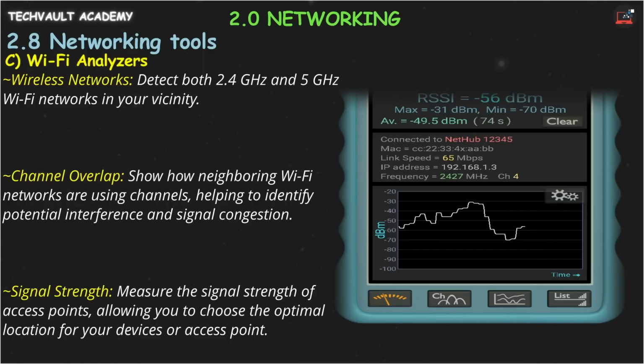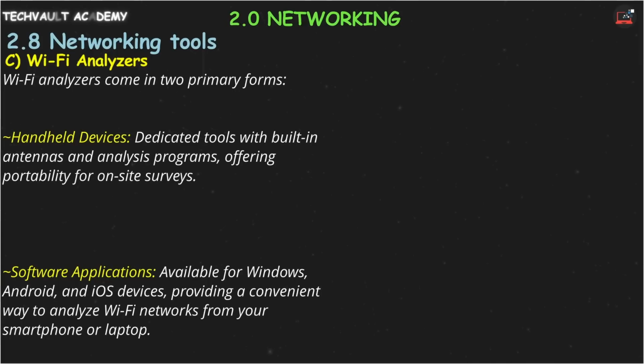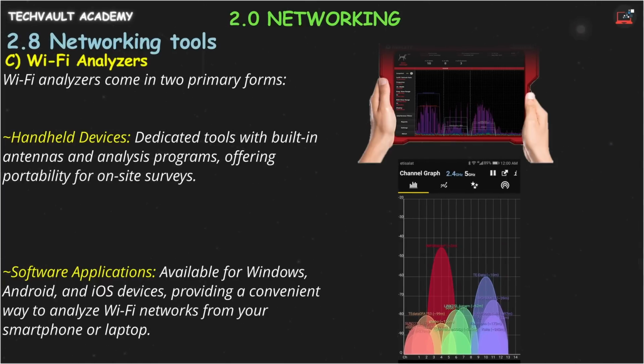Signal strength: measure the signal strength of access points, allowing you to choose the optimal location for your devices or access point. Wi-Fi analyzers come in two primary forms: handheld devices, dedicated tools with built-in antennas and analysis programs, offering portability for on-site surveys; and software applications available for Windows, Android, and iOS devices, providing a convenient way to analyze Wi-Fi networks from your smartphone or laptop.